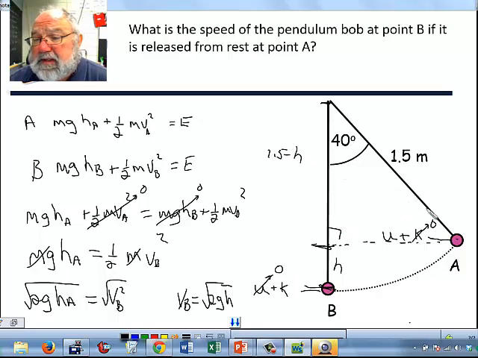Well, what can I do with that? I can use the properties of right triangles to find out what the length of this side is. Well, this is adjacent to the 40 degrees, so that tells me that cosine of 40 degrees is equal to the side 1.5 minus h over 1.5. And now we just need to solve for h.